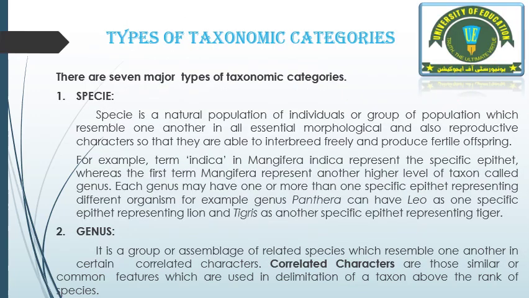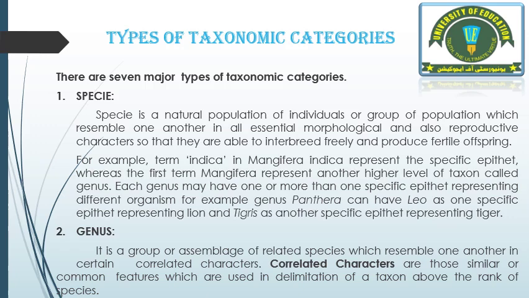Now the types of taxonomic categories. Taxonomic categories are divided into 7 major types. The first one is species. What is species? Species is a natural population in which organisms resemble one another, and they are also reproductive in nature. They can interbreed freely and can produce fertile offspring. Here we have examples of Mangifera indica and Panthera tigris.